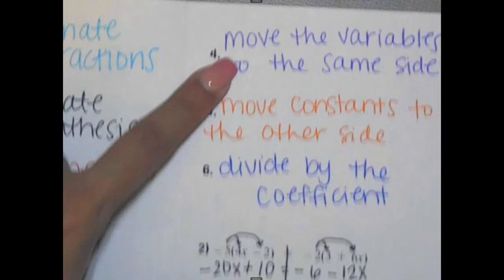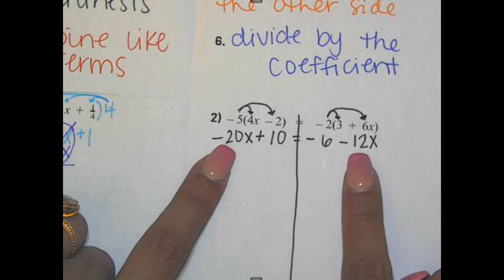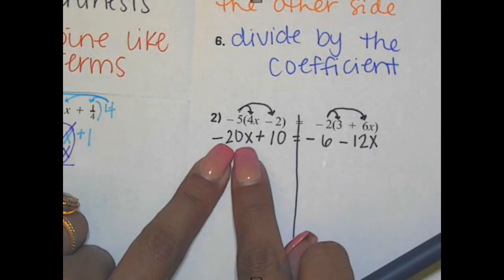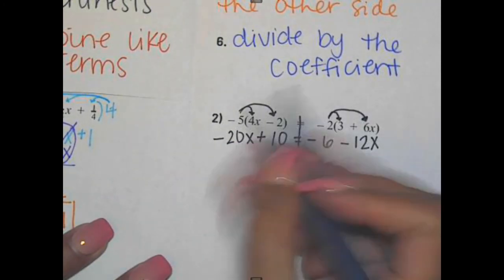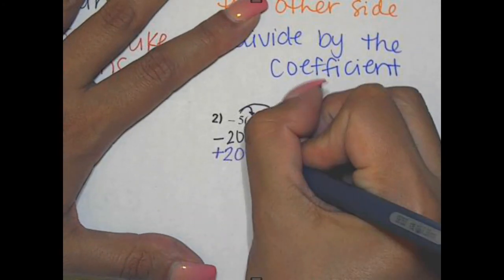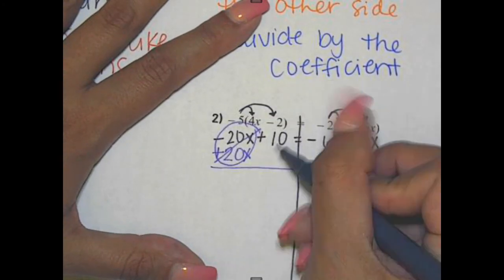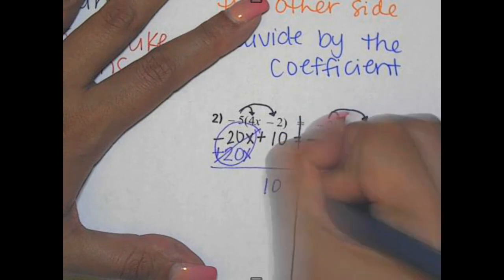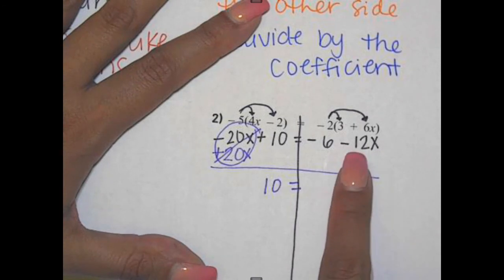And our step number 4 was to move the variables to the same side. Now again, I personally just like moving the smallest variable, which would be negative 20 in this case. So I'm going to move this negative 20x over here to the negative 12x. So the opposite of negative 20 is going to be positive 20, or to add 20. And when I do that, that's going to give me my 0 pair. So I'm left with a positive 10 on the left side equals, so now I'm going to move this positive 20 over here to this negative 12x.